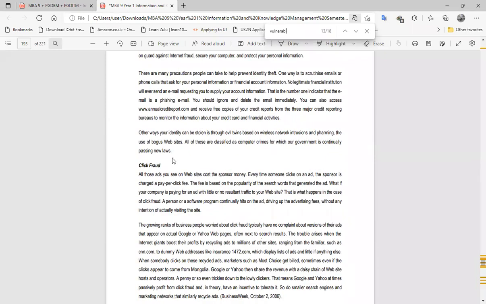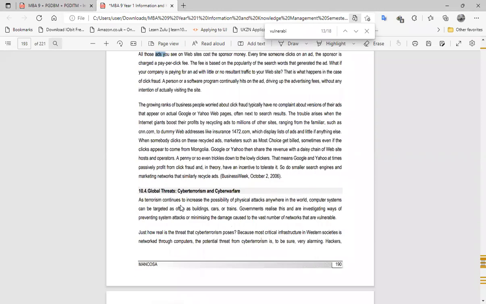Then there's click fraud, especially with advertisements. So basically you need to be very careful on what you click, those adverts and so forth.